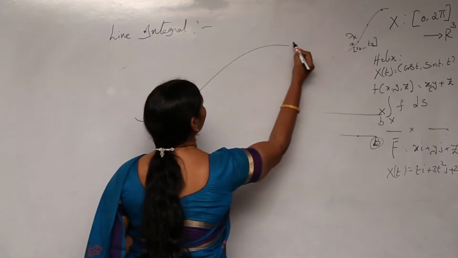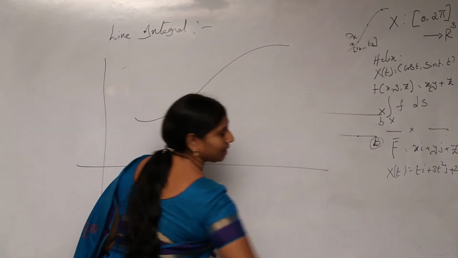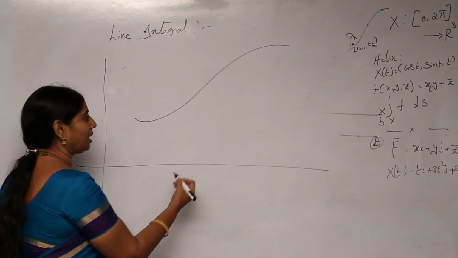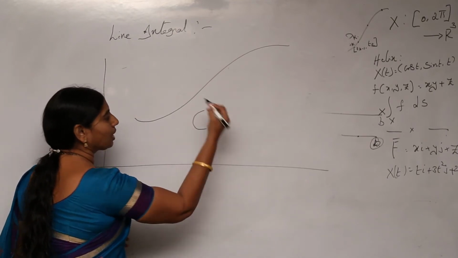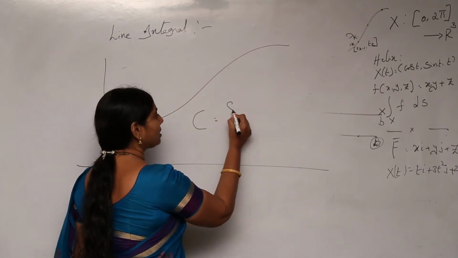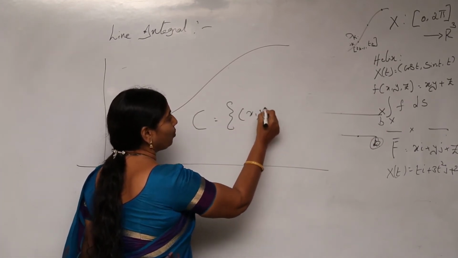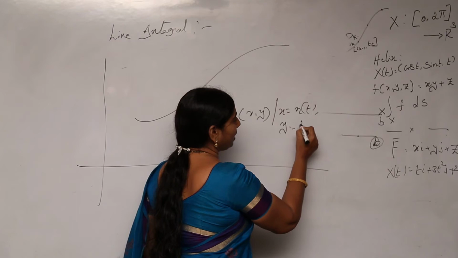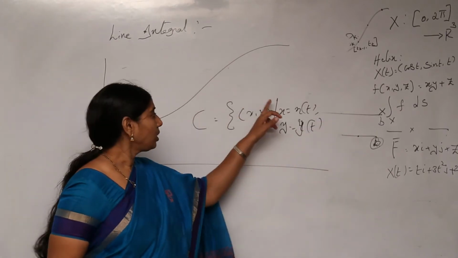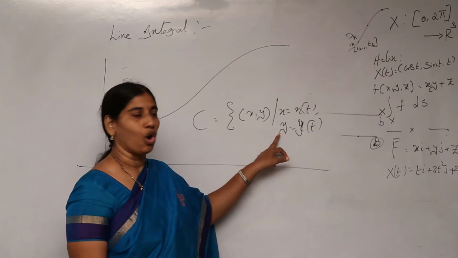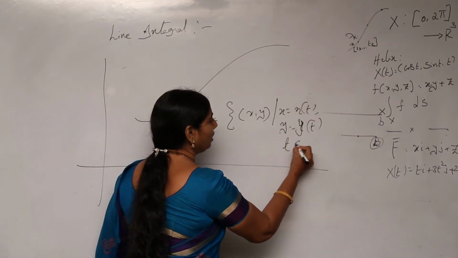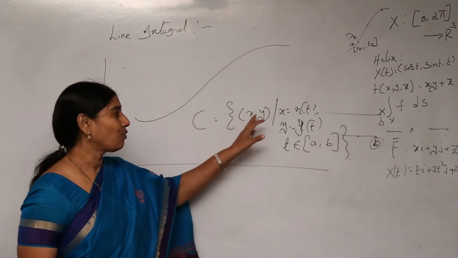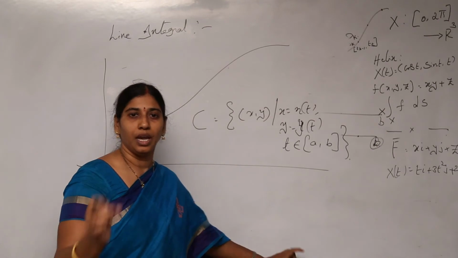So, what is a line integral? Let us see. Let's take a curve. What is a curve? How do we define a curve? Say, suppose I denote the curve as C, then the set of all points (x, y) such that x is x of t and y is y of t, that is, both x and y are functions of t, a single variable, where t belongs to the closed interval [a, b], that is, the collection of all such points gives rise to a curve.